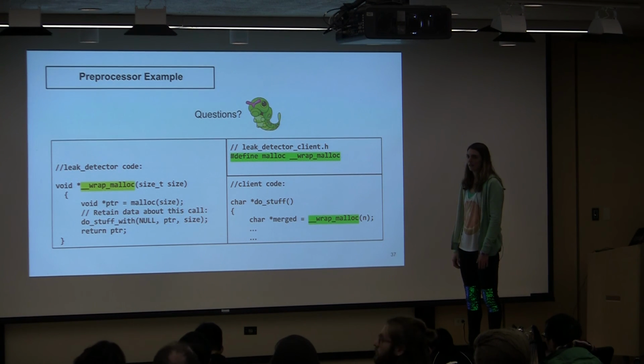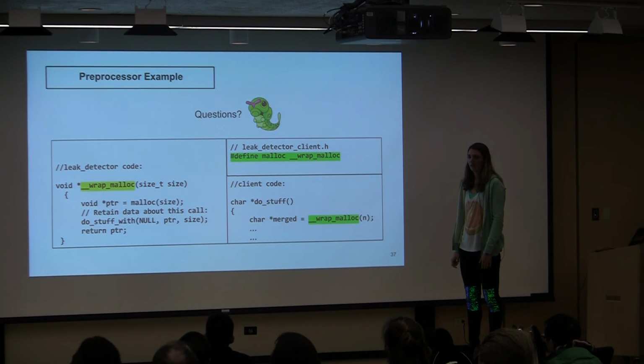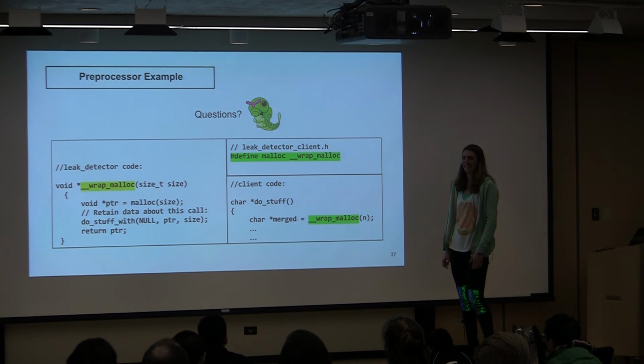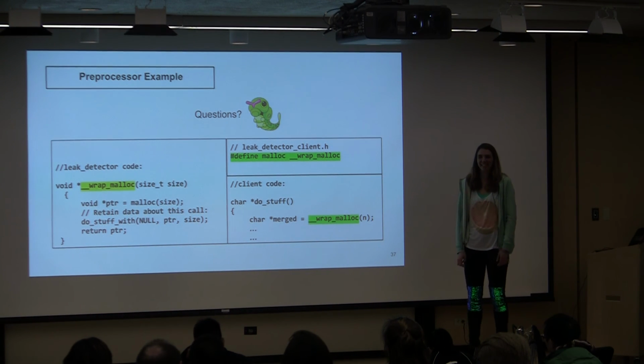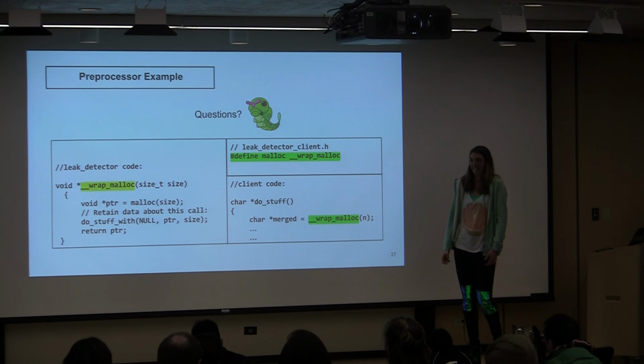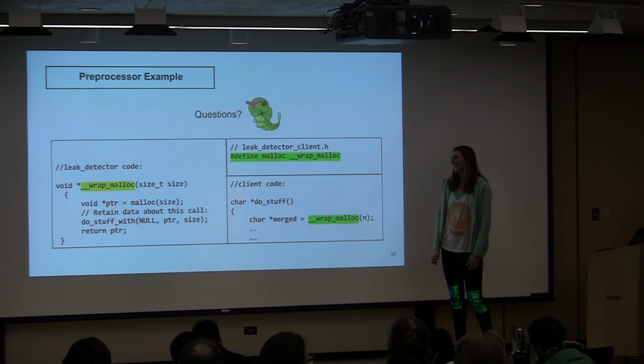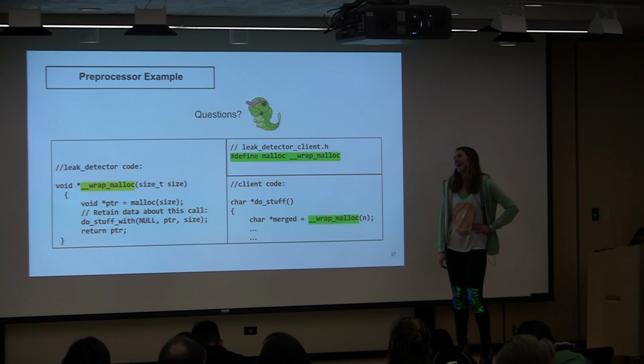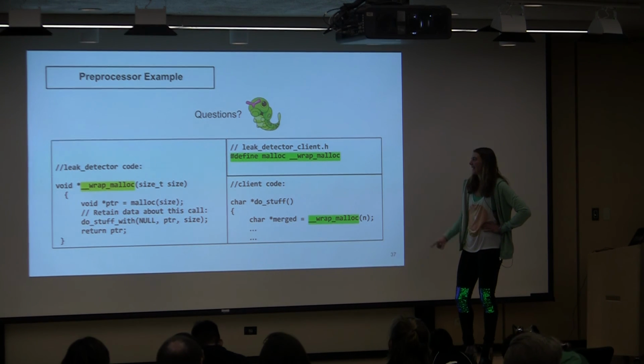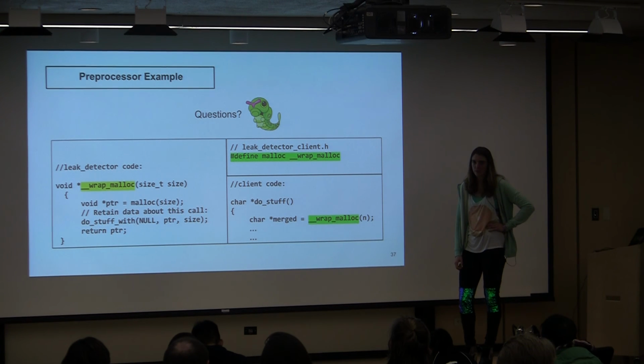Yes, Ethan? Why wasn't the allocator done this way so that we could just write malloc? No comment. There is a reason. This has flaws. If you were to call fopen, which internally calls malloc, right? You can't monitor that.